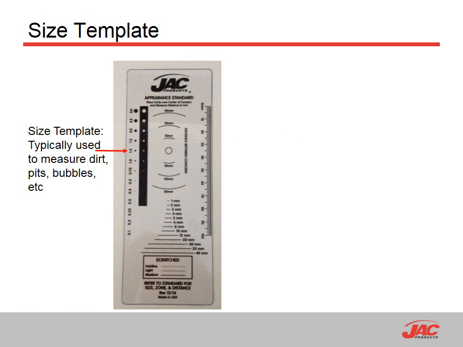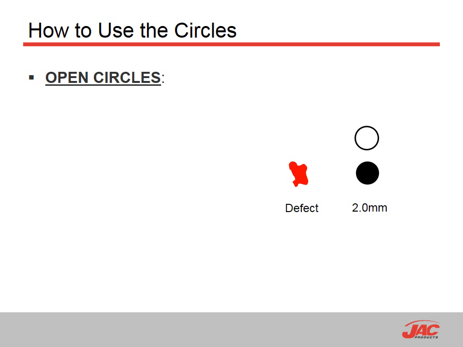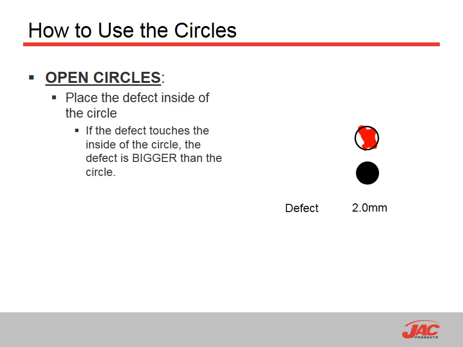The size template is used to determine size of dirt, bubbles, dents, and much more. They are very simple to use, but notice there are two different types, an open circle and a closed circle. So how do we use those? Let's first start with the open circle. Place the defect inside of the circle. If the defect touches any part of the inside of the circle, then the defect is bigger than the circle.